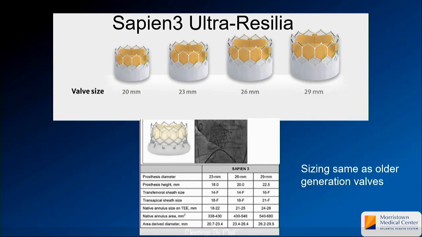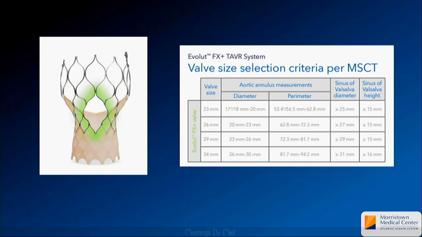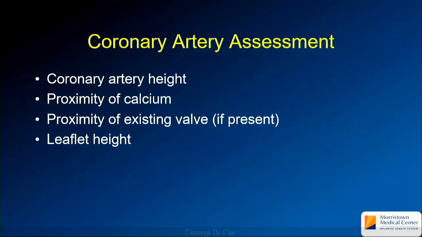Well, we go to these tables, and these are the tables for what are currently the latest generation balloon expandable valves that are most widely used. And you can see, you look at a table and it sort of tells you what size is going to work best. And these are the comparable tables for patients who were being considered for a self-expanding valve.